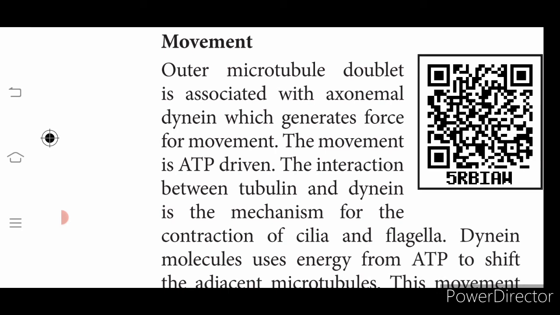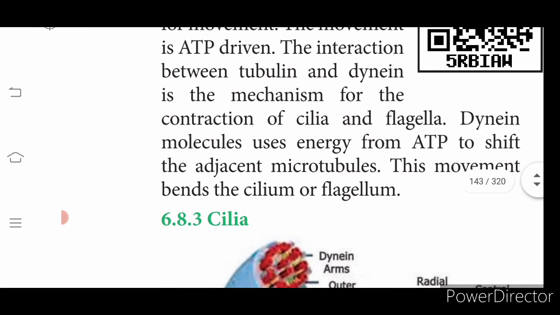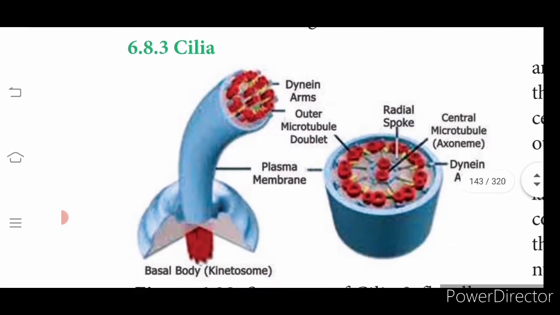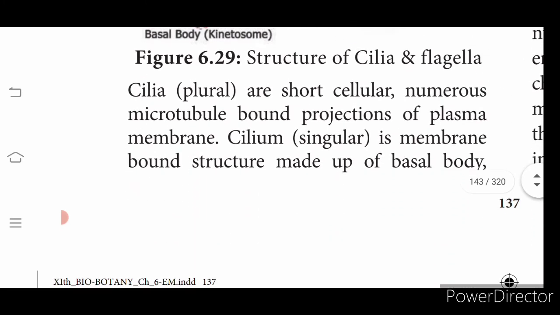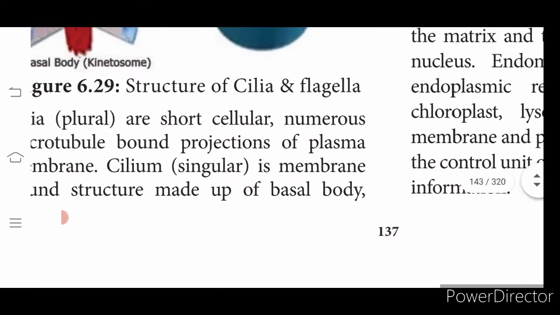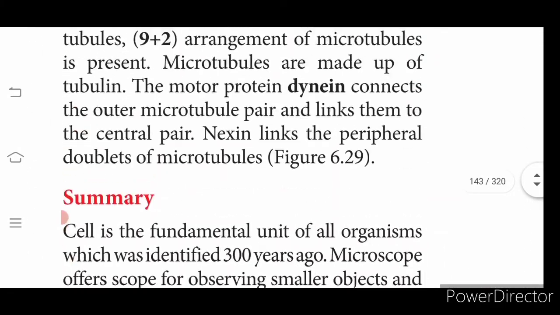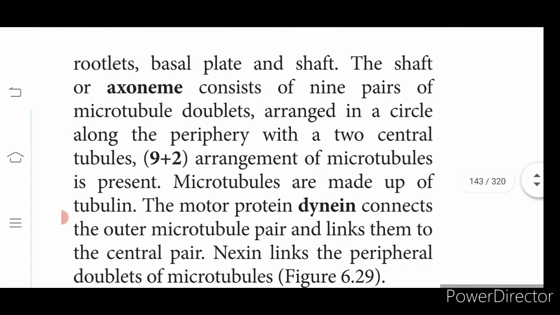The interaction between tubulin and dynein is the mechanism for the contraction of cilia and flagella. The dynein molecule uses energy from ATP to shift the adjacent microtubule. This movement bends the flagellum or cilia. So now we can see the cilia. Cilia are short, numerous, microtubule-bound projections of the plasma membrane. It has the basal body from where the flagella will arise. Here they have the rootlet, basal plate and shaft.